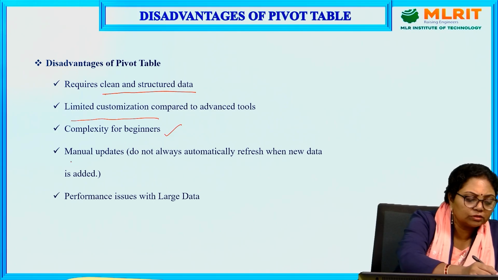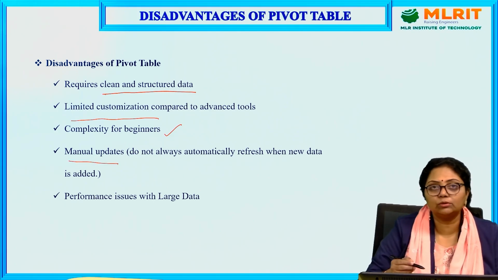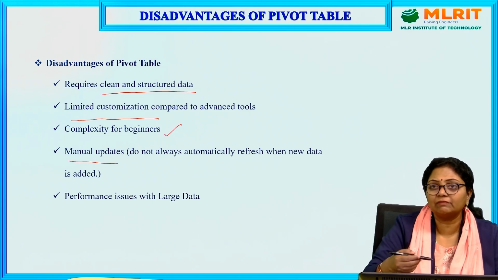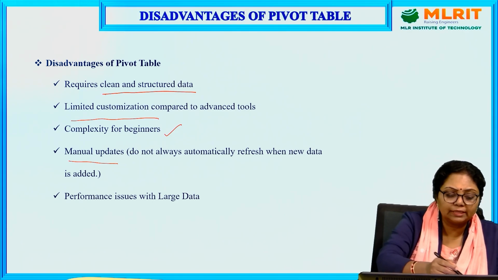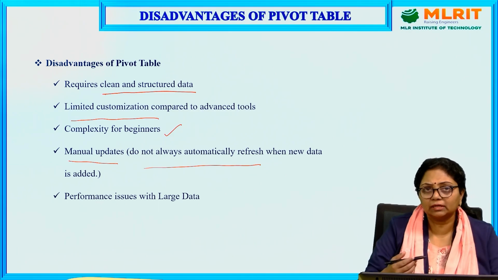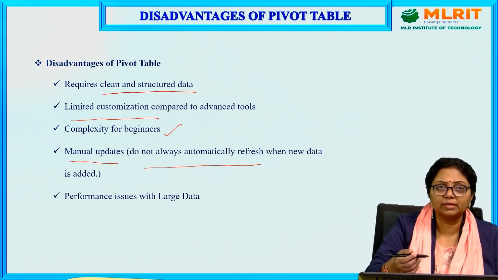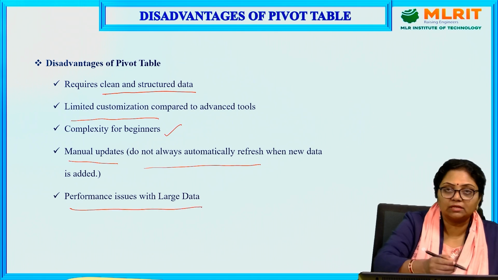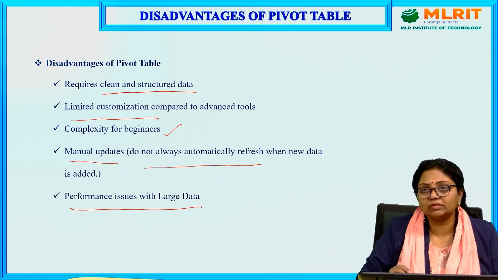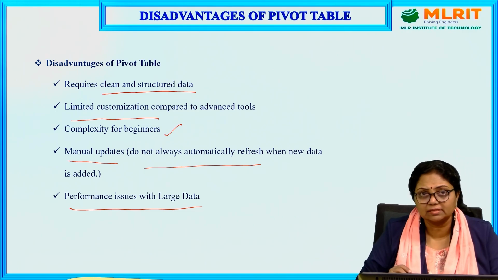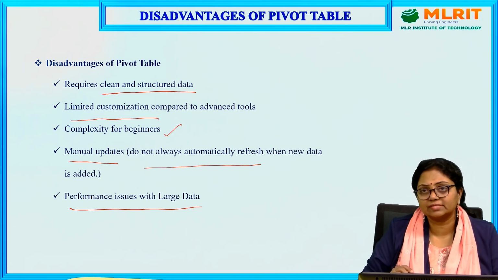Now, the fourth disadvantage is manual updates. Whenever we are entering or adding new data, the pivot table does not always refresh automatically, which means it does not get updated, so sometimes manual updates have to be performed. And there are performance issues with large data sets. If the data is too large, it may sometimes even crash Excel. So these are a few disadvantages with respect to the pivot table.